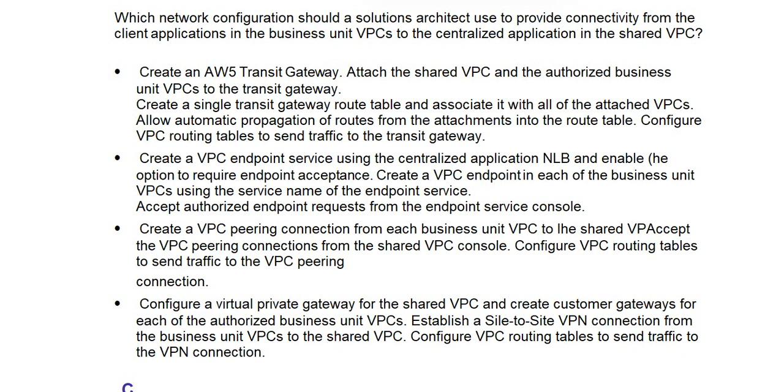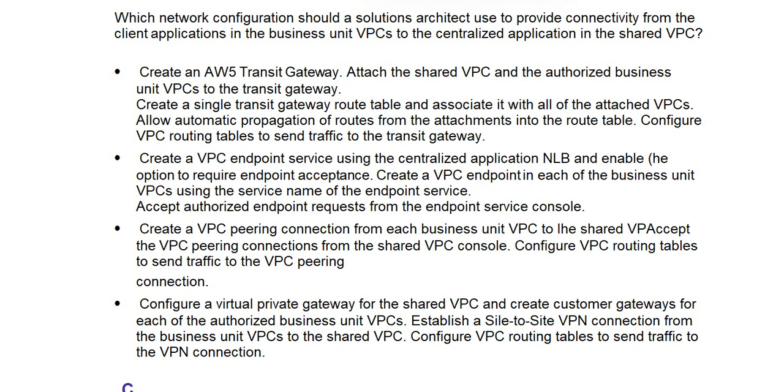Option B. Create a VPC endpoint service using the centralized application NLB and enable the option to require endpoint acceptance. Create a VPC endpoint in each of the business unit VPCs using the service name of the endpoint service. Accept authorized endpoint requests from the endpoint service console.